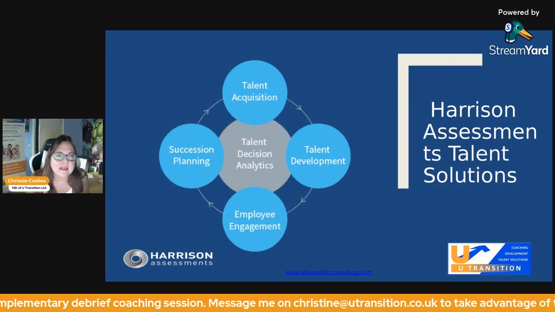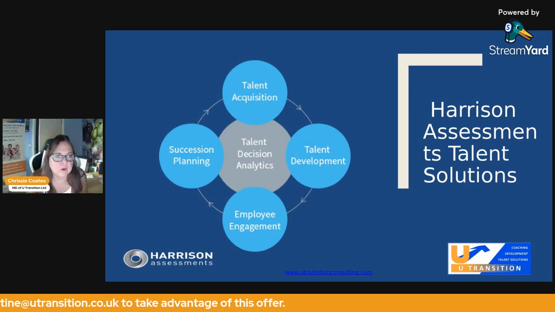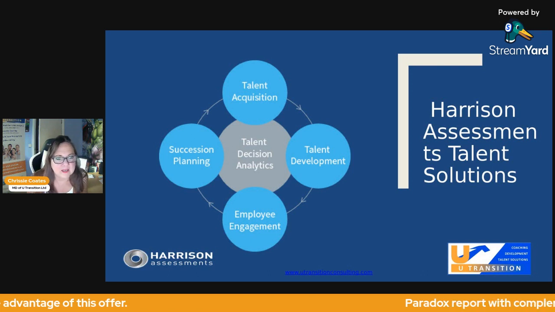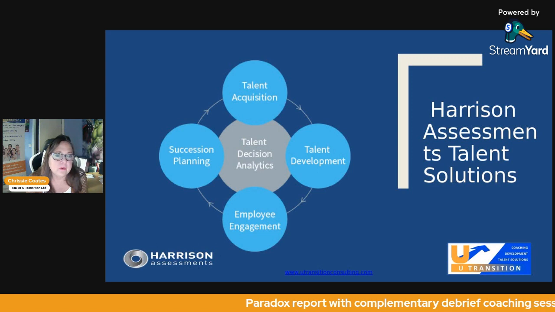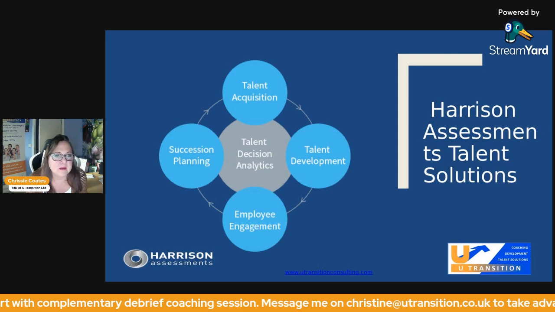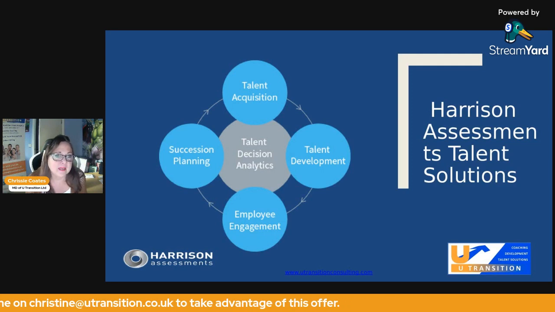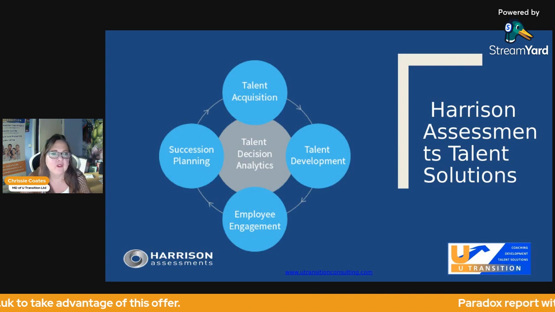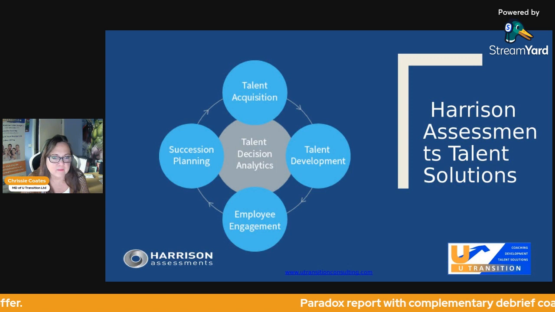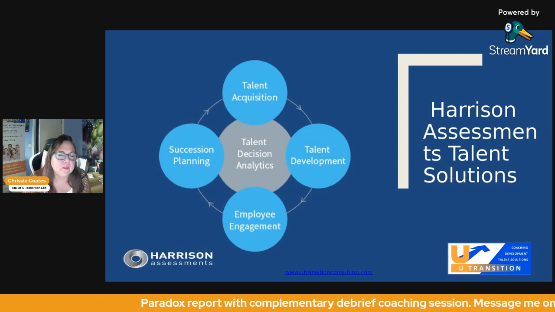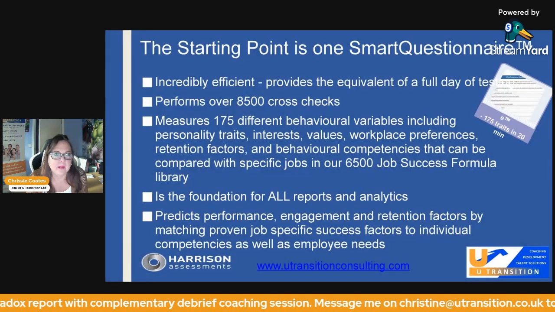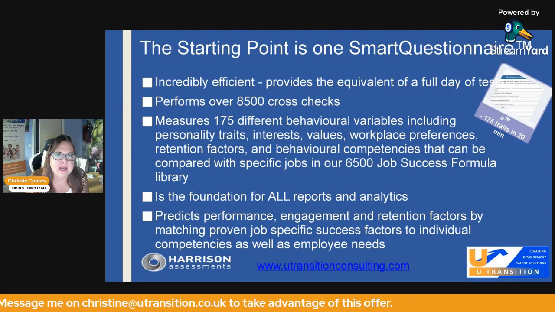So Harrison Assessments is a talent solution. What that means is, as you can see on the screen there, it's available for the whole aspect of the employee life cycle, from talent acquisition through taking that individual on board and developing them within the business, to measuring and focusing on employee engagement, through to succession planning. And very neatly, it measures 175 different factors, traits, interests and preferences. It's a very unique tool, and what makes it unique is that all of those aspects are measured from one smart online questionnaire.